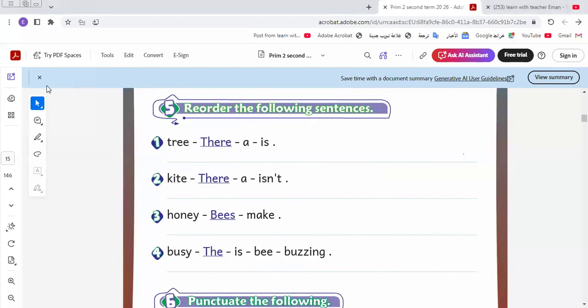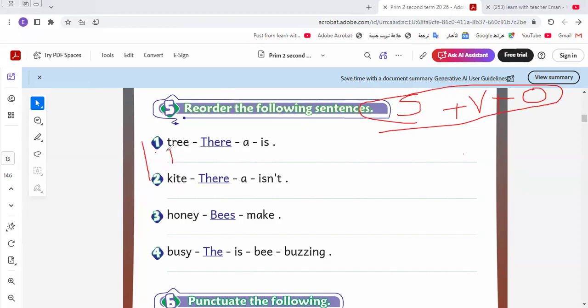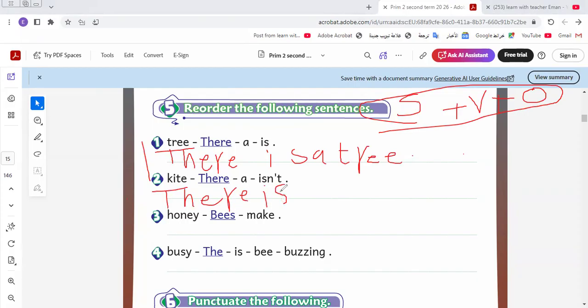First of all, I put the rule of subject plus verb plus object. This is the rule that we learned together, and we use it when we answer the question. I answer two of them, and I will leave the rest to do by yourself as homework. There is the subject. Where is the verb? Is. There is a tree. Next one, there isn't a kite.